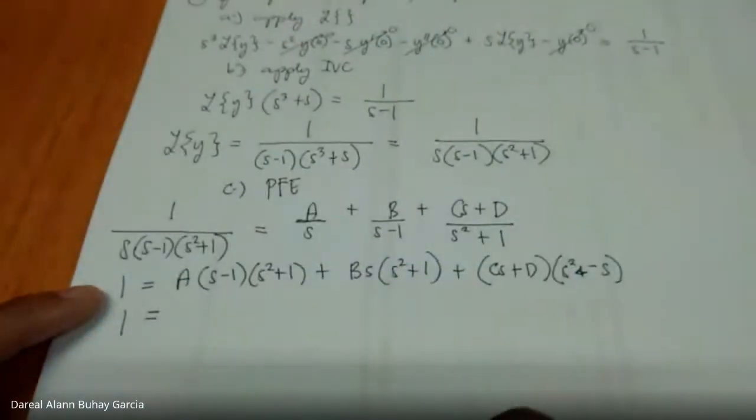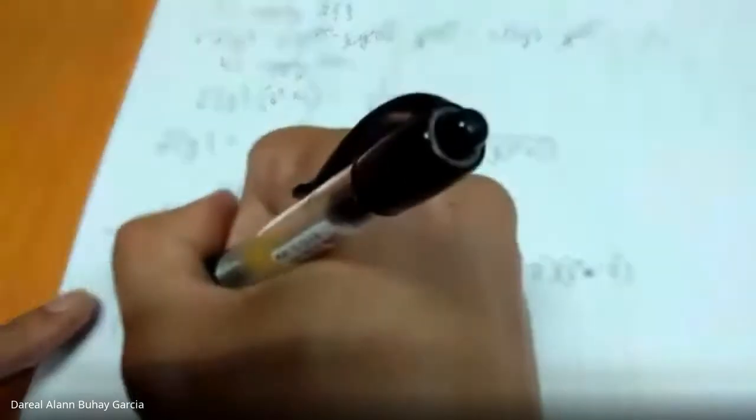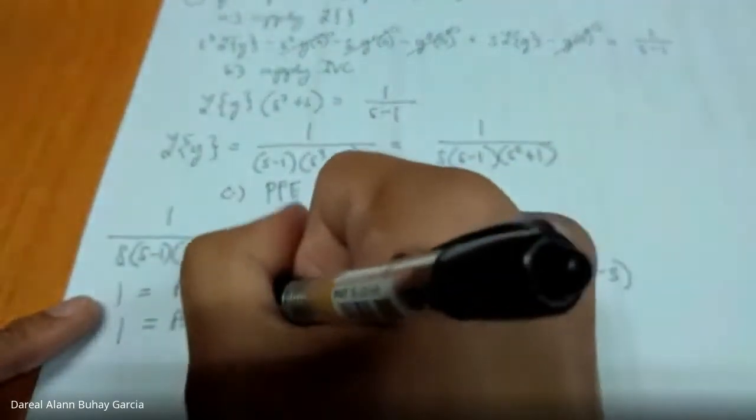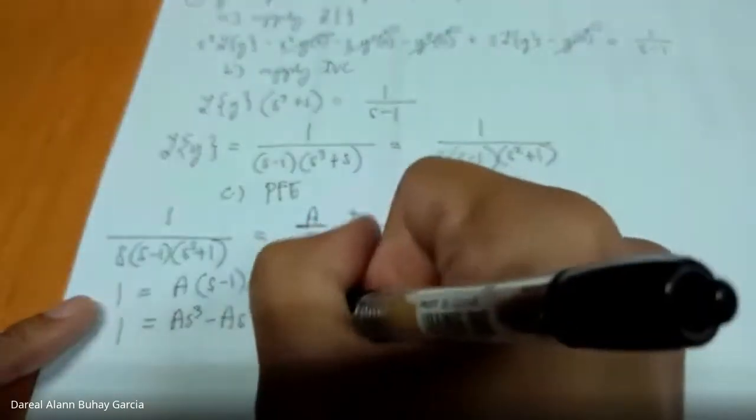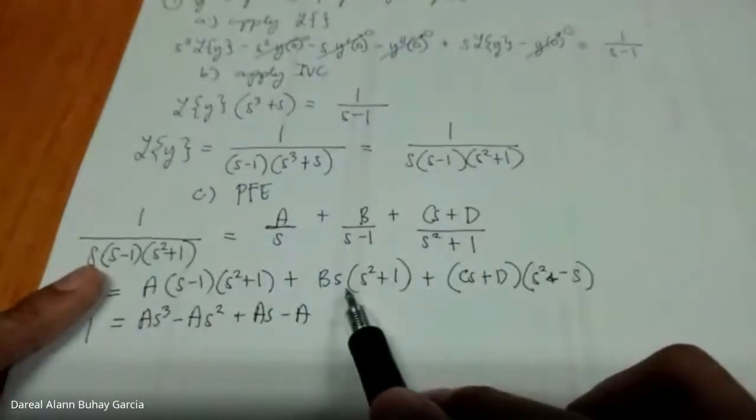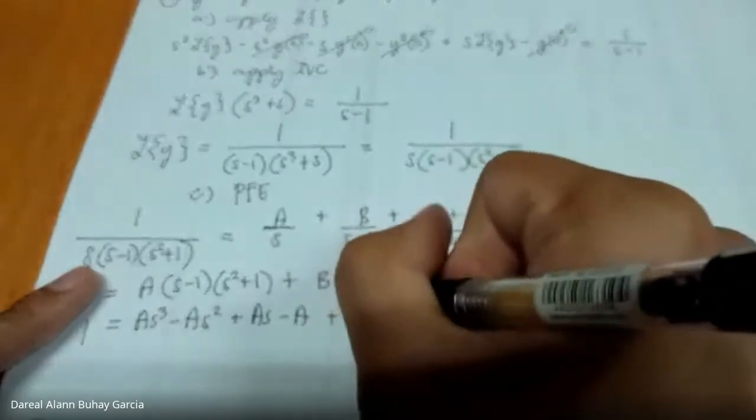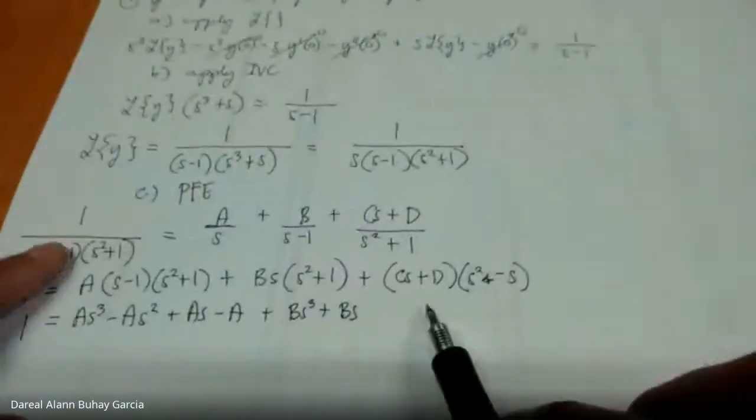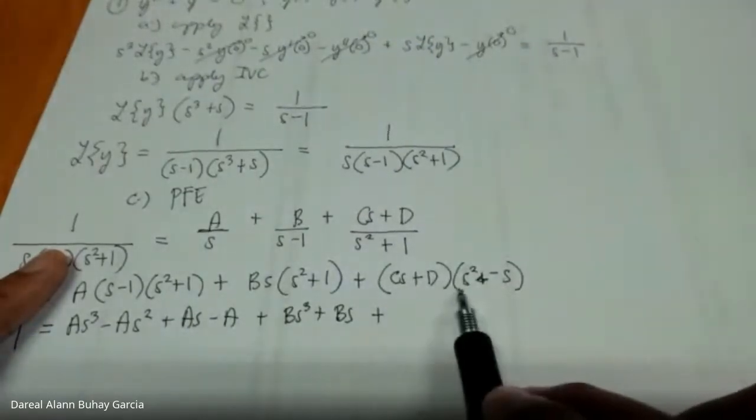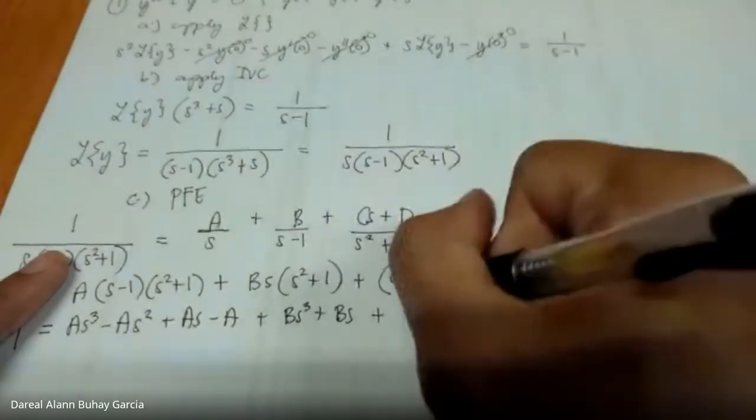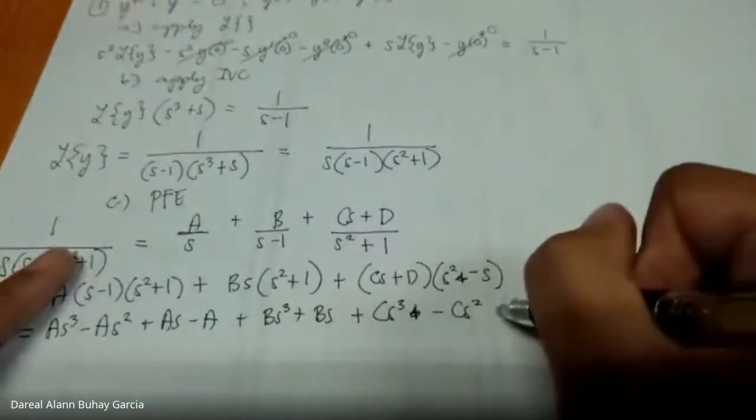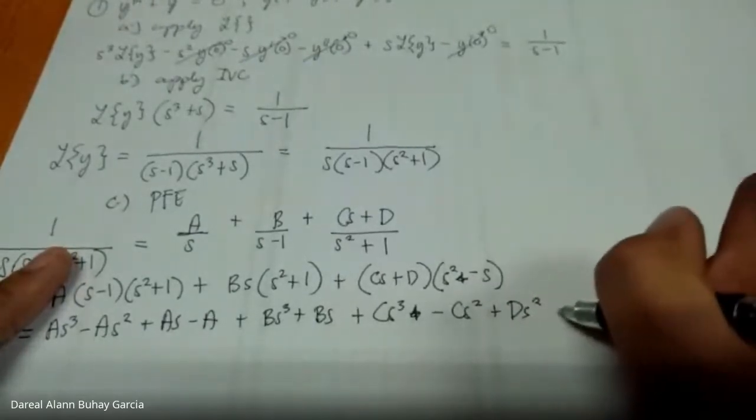Algebra. s cubed minus a s squared plus a s minus a. Then b s cubed plus b s, plus c s cubed, minus c s squared, plus d s squared, minus d s.